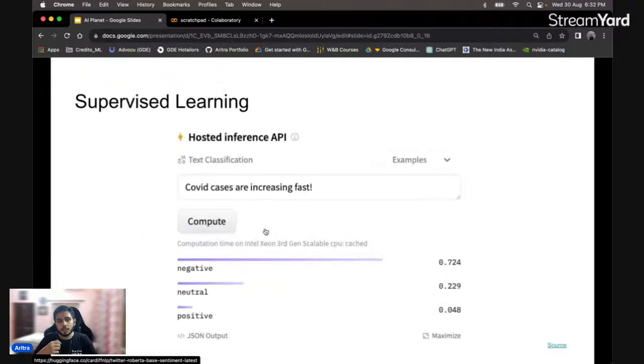So what is supervised learning? In supervised learning, you have a corpus of text, and by a corpus of text I mean a collection of text, and you have labels which are mapped to these texts. Like here, we have "COVID cases are increasing fast," and the labels are negative, neutral, and positive. The model is telling us that this sentence, "COVID cases are increasing fast," has a negative connotation to it. This is how supervised learning comes into place, where you have an input and you also have a ground truth along with it.